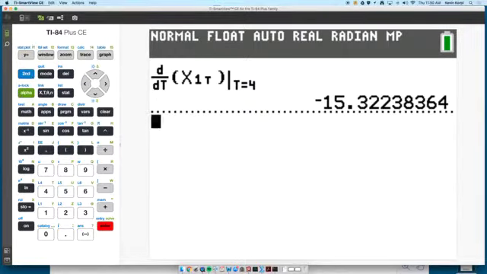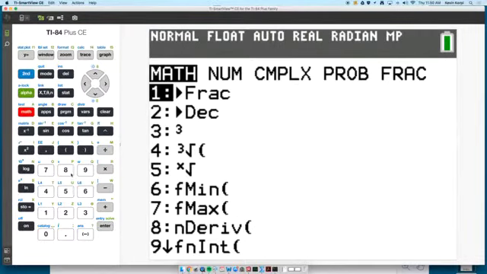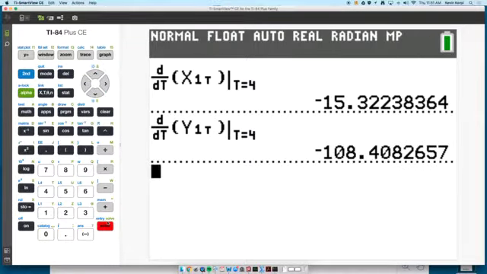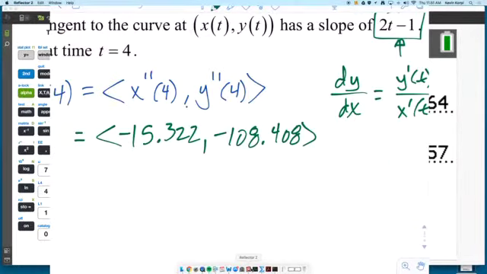And now I'll do the second one, math 8 once again, with respect to t. And I typed it in, so you could have just typed it in here instead of going and typing it into y sub 1, but what the heck. And then at 4, you hit enter, and you write it down, negative 108.408, and you just trust the work. It seems like kind of a large number, but that's the answer.